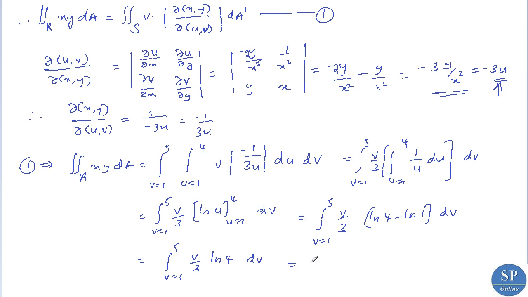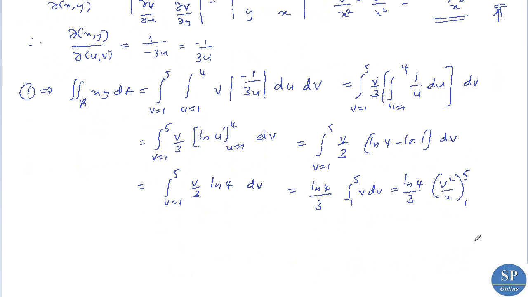So this is equal to ln 4 divided by 3 into the integral from 1 to 5 of v dv, which is ln 4 divided by 3 into v square by 2 from 1 to 5. So this is ln 4 divided by 6 into 5 square, which is 25, minus 1 square, which is 1. So this is ln 4 into 24 divided by 6, which is 4. That is, 4 ln 4 will be the required answer.